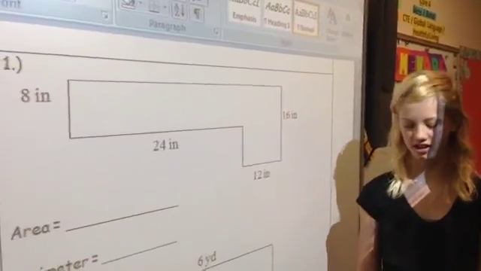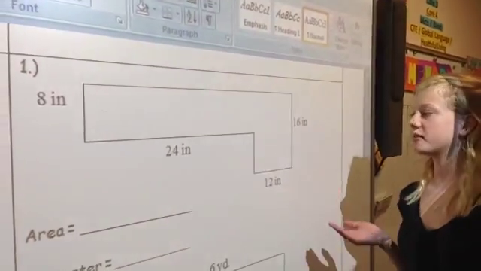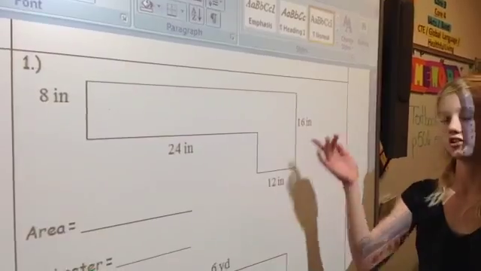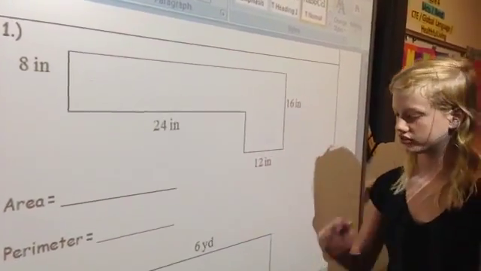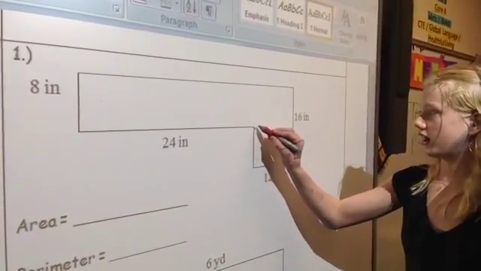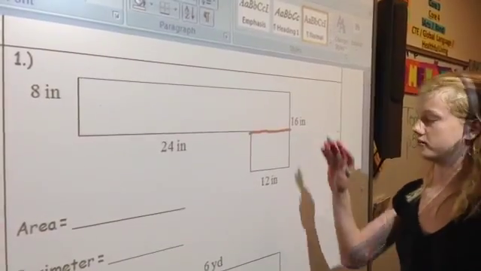We're finding the area of irregular shapes. So what I did first is this is my shape, and I found that it would be easier if I split it into two rectangles and find the area of each. So I took my marker and I did a line across here to split the shape.